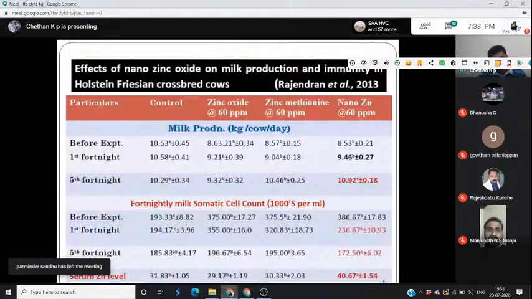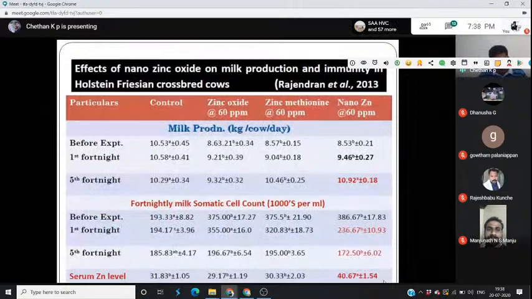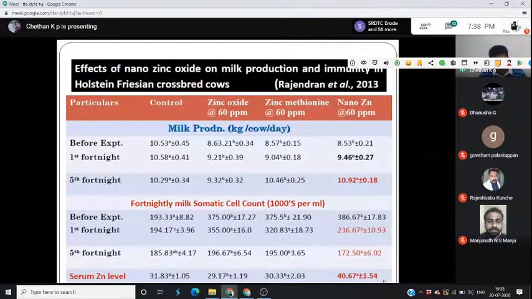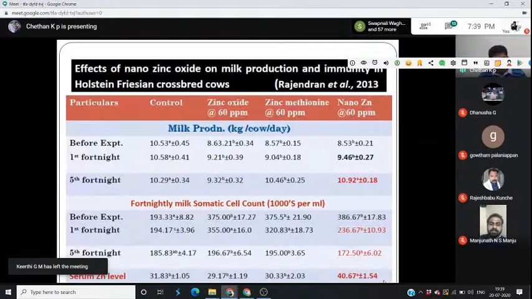Another study, by Rajendra and co-workers in the year 2013, studied the effect of nano zinc oxide on milk production and immunity in Holstein Friesian crossbred cows. They found increased milk production with nano zinc at 60 ppm. They used three different sources: zinc oxide, the inorganic source; zinc methionine, the organic source; and nano zinc at 60 ppm. They found an increase in milk production, and the highest increase was in the nano zinc supplemented group.